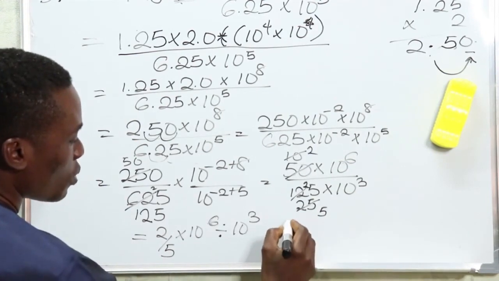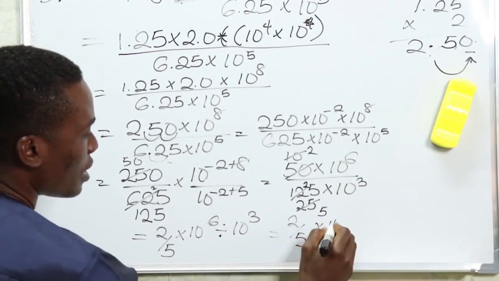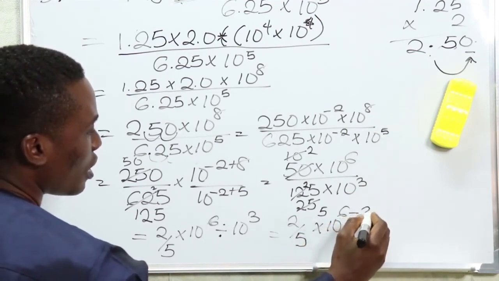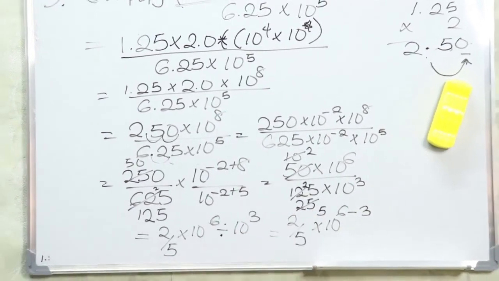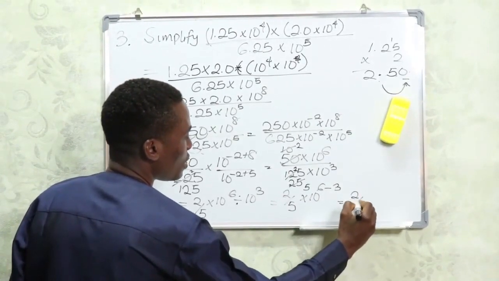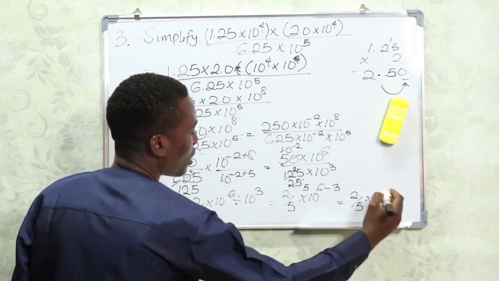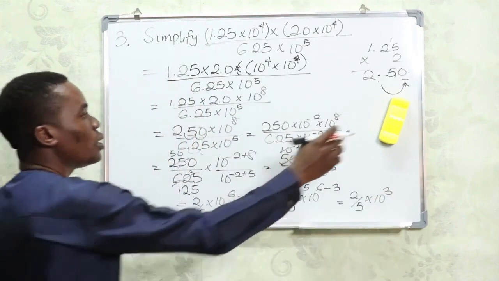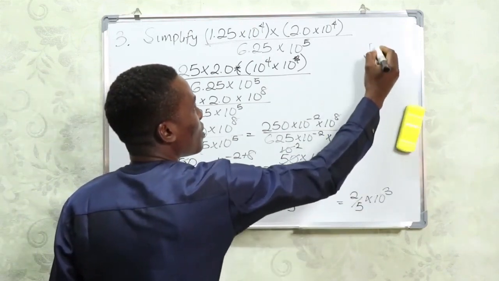This will be equal to 2 over 5 multiplied by 10 raised to the power 6 minus 3. Remember the quotient rule in indices. So this will now give us 2 divided by 5 multiplied by 10 raised to the power 6 minus 3. That's 3. So now what we need to do is to simplify 2 divided by 5.